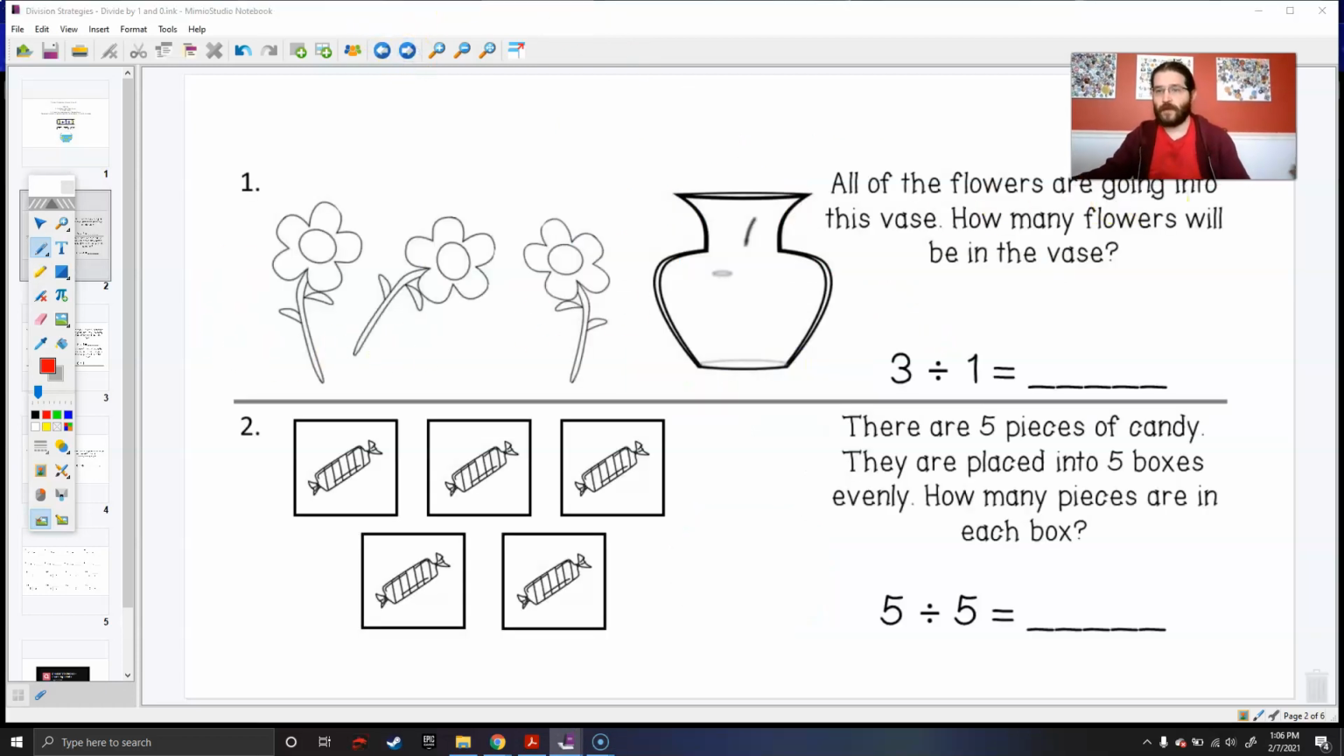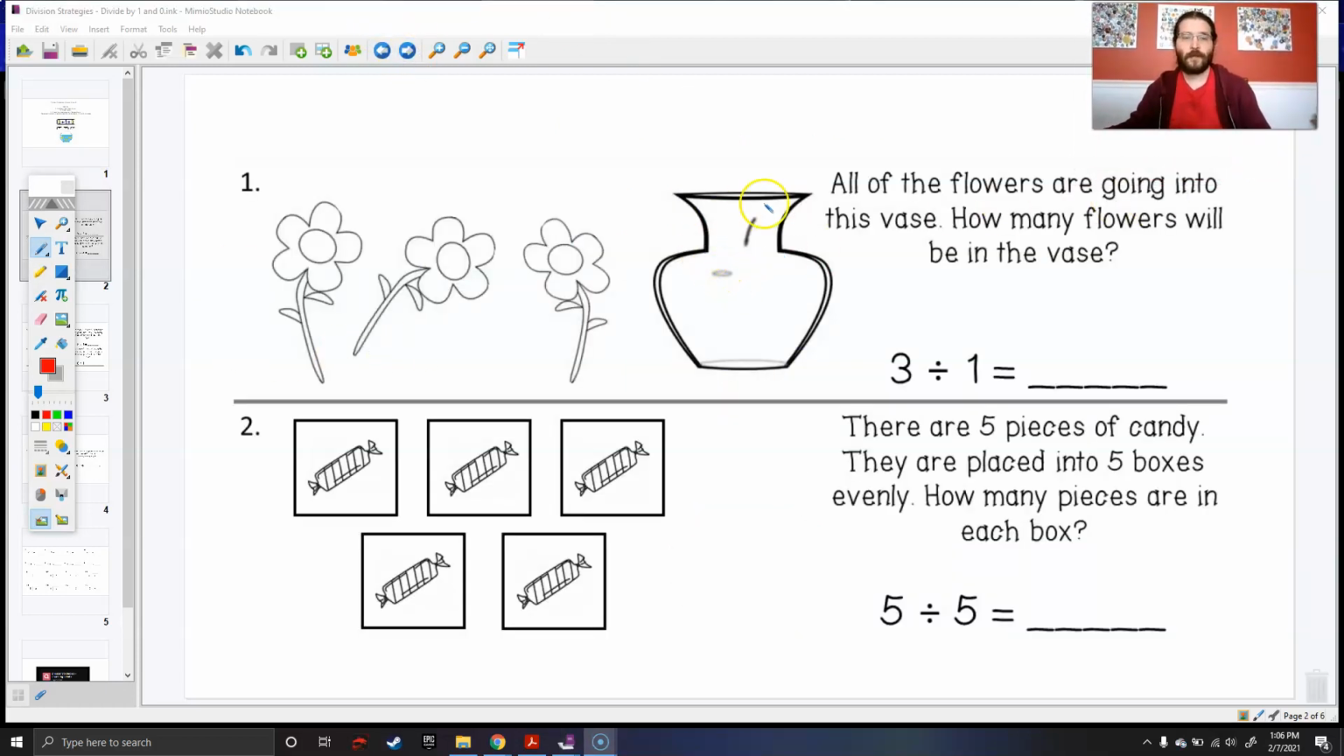All right, so all of the flowers are going into this vase. How many flowers will be in the vase? If we put this one in here, that's 1, that's 2. So we're putting all 3 into 1, so we have 1, 2, 3 in the vase, so 3 divided by 1 is still going to be equal to 3. So anytime that we divide by 1, we're going to get the same number that we started with.